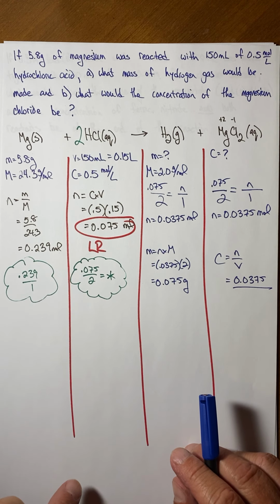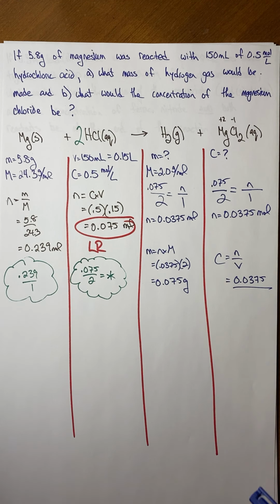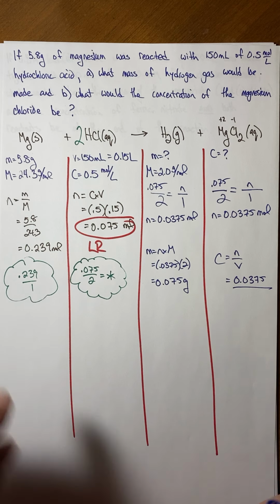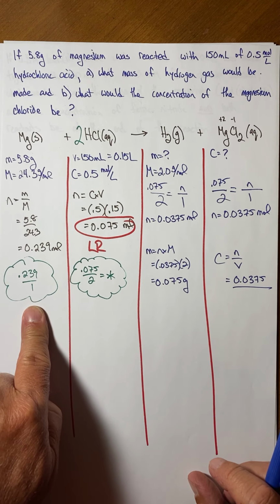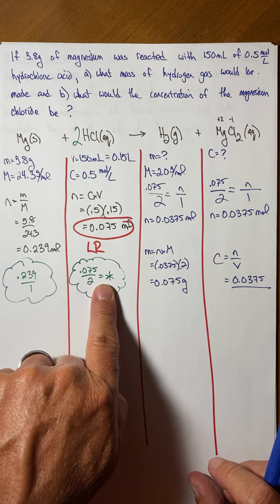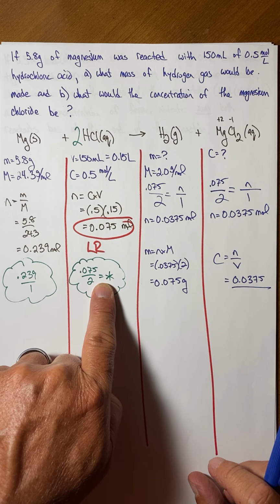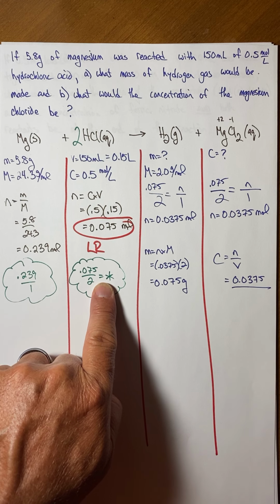Now, how much water did you have? 150 milliliters. The magnesium would bubble away. Hydrogen gas would be produced. In the end, you're going to have a little bit of magnesium left over. We know that because this is the excess reactant. No hydrochloric acid would be left. But guess what? You're still going to have the water.